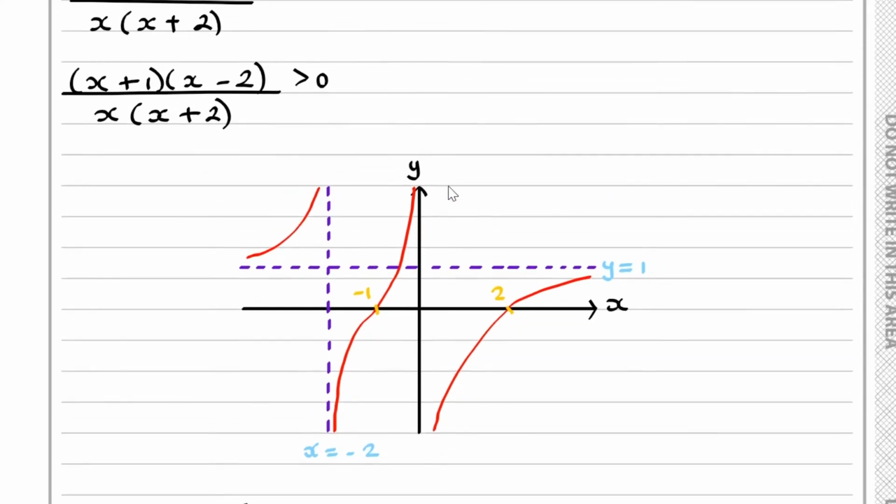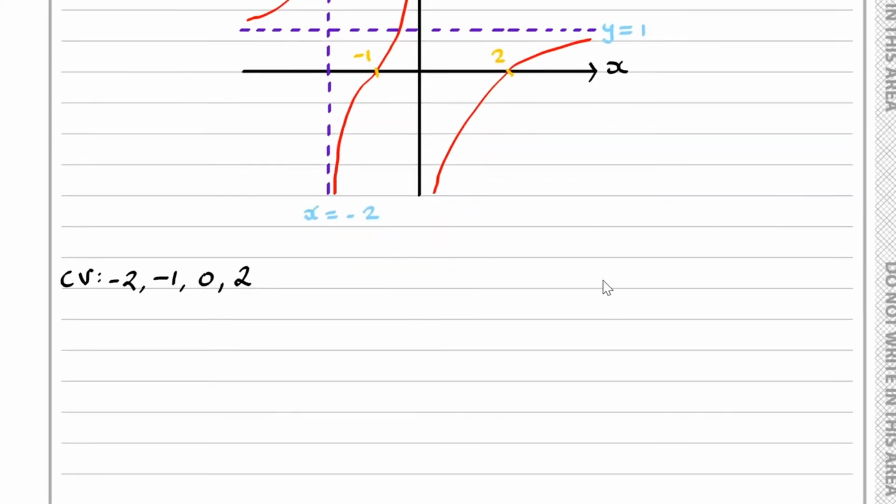And we're looking at where the graph is greater than 0. So it's greater than 0 when x is less than -2. It's greater than 0 when x is in between -1 and 0. And it's also greater than 0 when x is greater than 2.